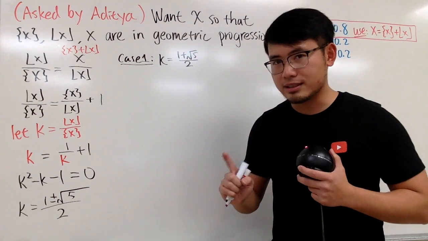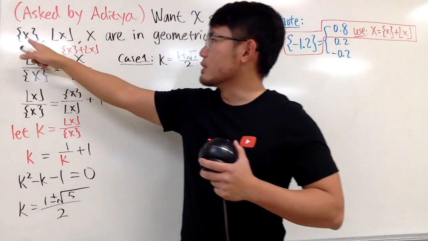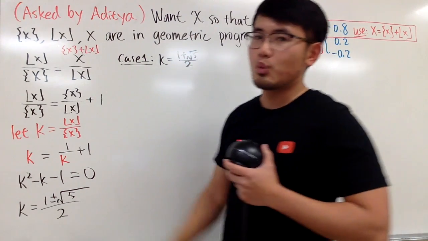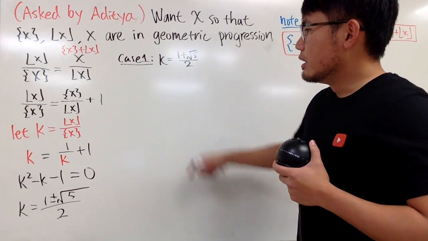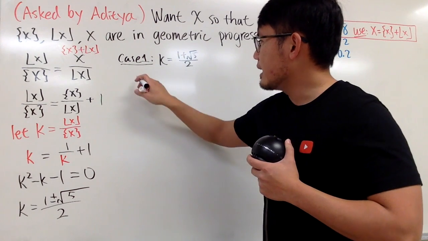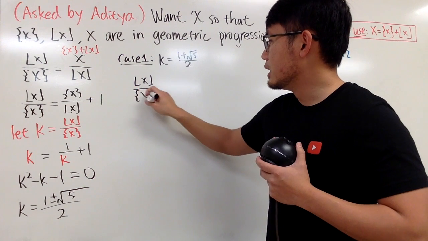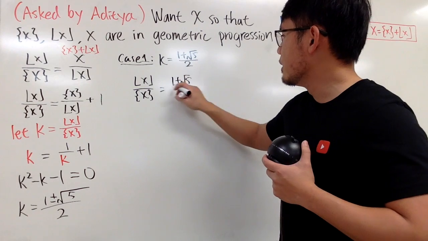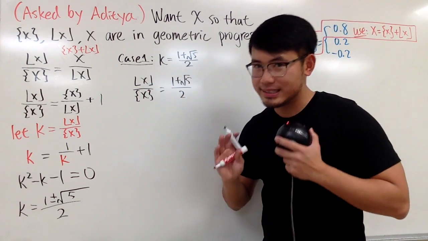This right here, it's not x. This is just a k value. So what does this mean? You want to start with right here, multiply by k to get to the next one, and then multiply by k to get to the next one. Well, I will have to do this legitimately. This right here is k, so that means the floor of x over the fractional part of x is equal to k, which is 1 plus square root of 5 all over 2. We like to have the floor by itself because floor is an integer, so it's easier to work with.